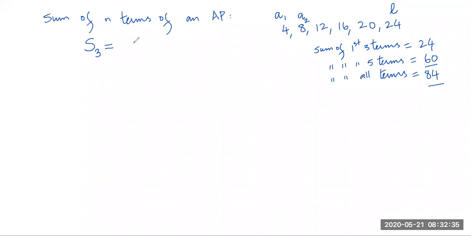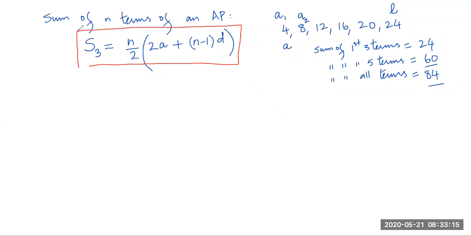Now what's the formula? The formula is n by 2. What is n? n is how many terms we take from the start. In this case, it is three terms. n by 2 into 2a, twice the first term, A1 or A. Whether you call it A1 or A is okay. Twice the first term plus n minus 1 into the common difference d. This is the formula for the first n terms, students. Here, instead of writing 3, I should have written n, the sum of the first n terms.